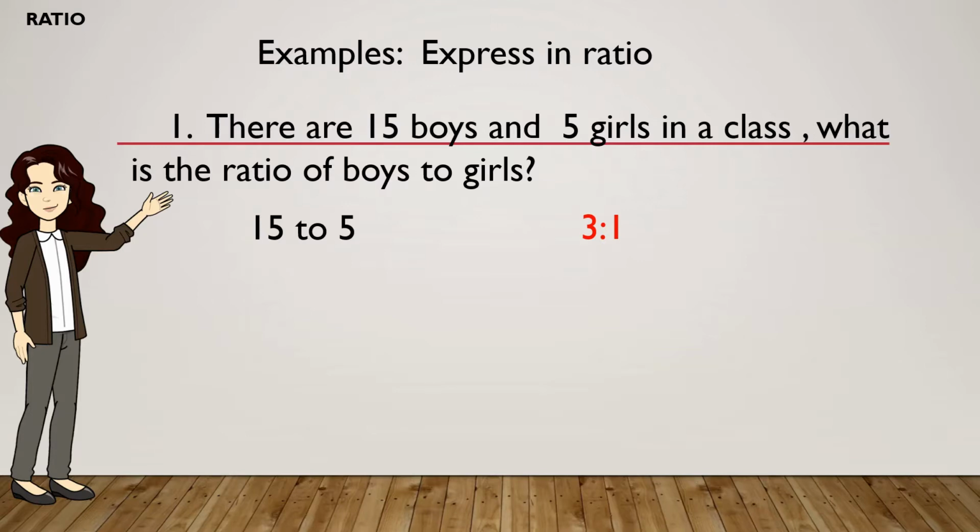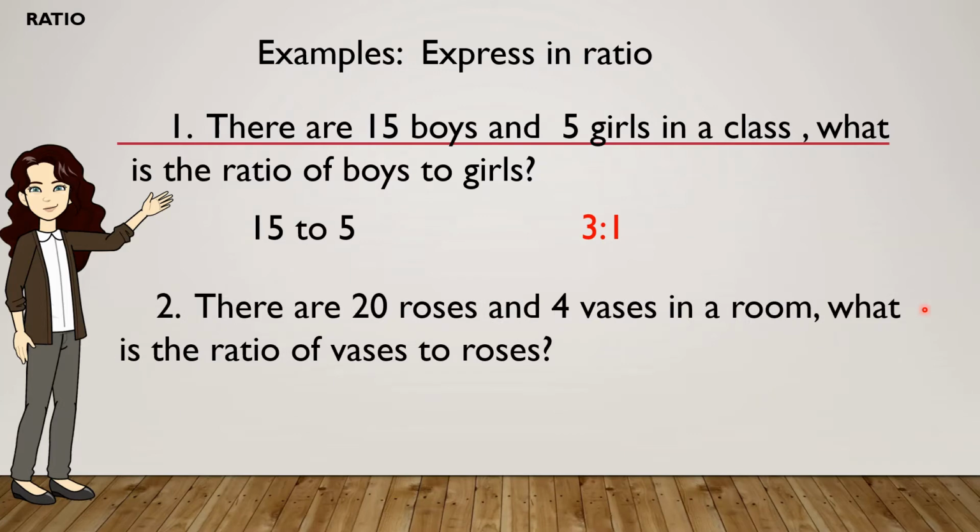So, the simplest form is you need to divide both numbers by one number. So, let us divide by 5. 15 divided by 5 is 3. Then, 5 divided by 5 is 1. So, our ratio is 3:1.